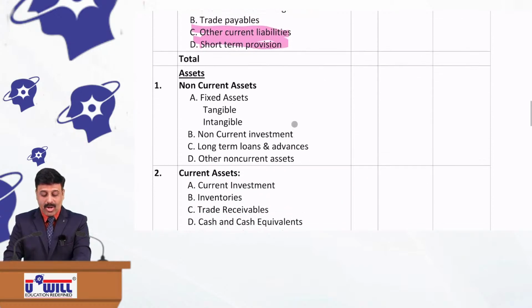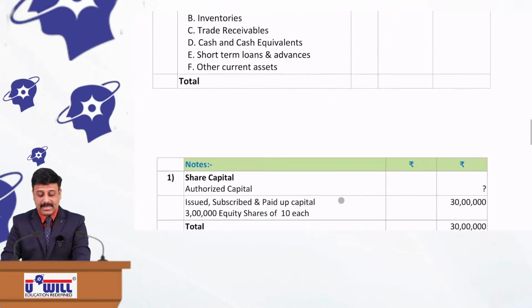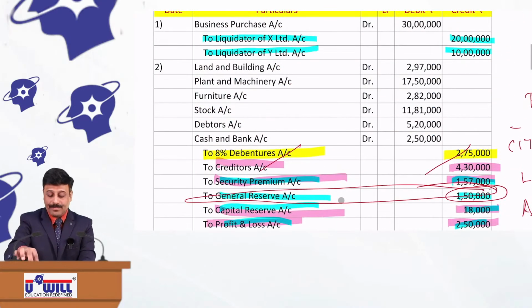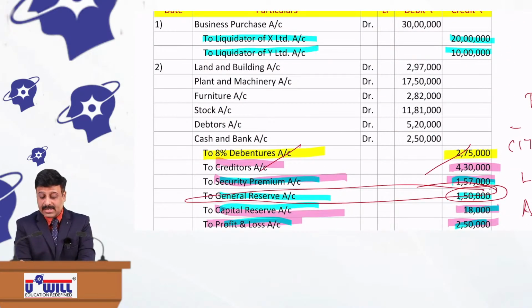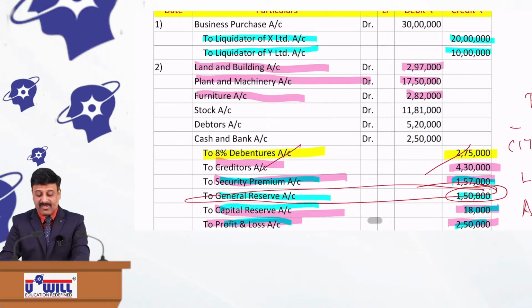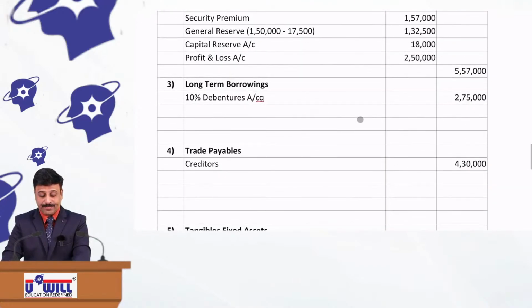Okay. Now going further, on the asset side, what we have is tangible fixed assets. Now tangible fixed assets in the journal entry are so many, all of you can see. What all will come in tangible fixed assets? Land and building 2,97,000, plant and machinery 17,50,000, furniture 2,82,000. All these three will be part of tangible fixed assets. So first, land and building 2,97,000.